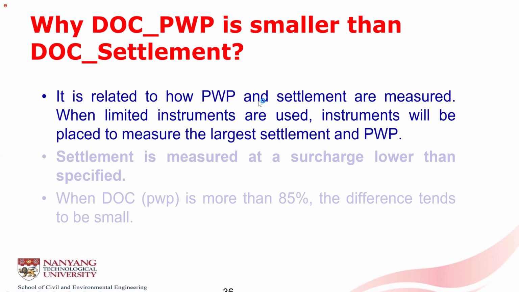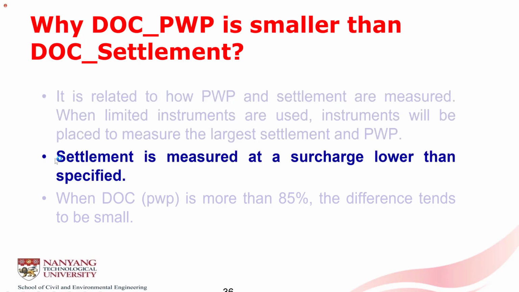The reason for this is because when we put our pore pressure transducers, we want to measure where the pore pressure is the greatest. For example, we put pore pressure transducers in between the PVDs, where the pore pressure tends to be the largest. However, when we measure settlement, we want to measure at a point where the settlement may be the largest, for example, the center of the embankment load.